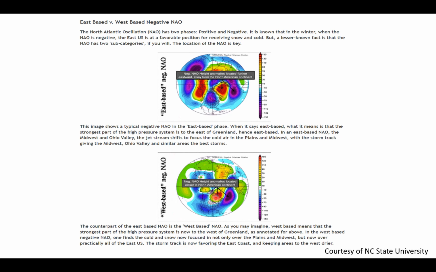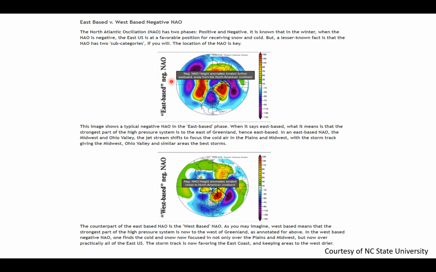When you have that anomalously higher heights, the upper level ridging, the greatest heights associated with that ridging to the west of Greenland, generally with a west-based NAO, conditions are more favorable for east coast cyclones and colder than normal temps in the east, but then it tends to be drier back towards the Midwest with a west-based negative NAO.